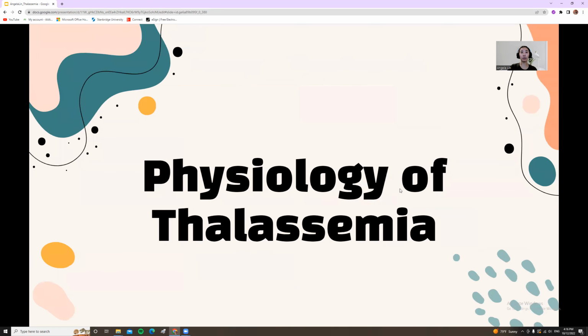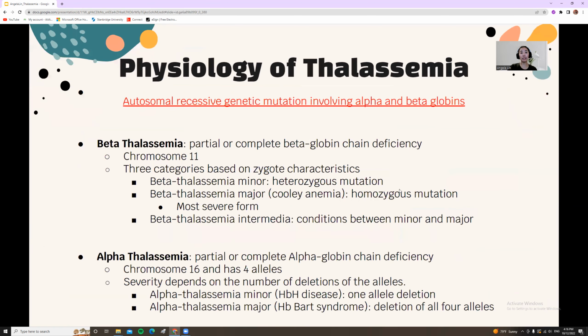Now we're going to move on to physiology of thalassemia. So thalassemia is an autosomal recessive genetic mutation involving alpha or beta globins. Genes are what controls how the body makes hemoglobin protein chains, and when these genes are missing or altered, different forms of thalassemia can occur.